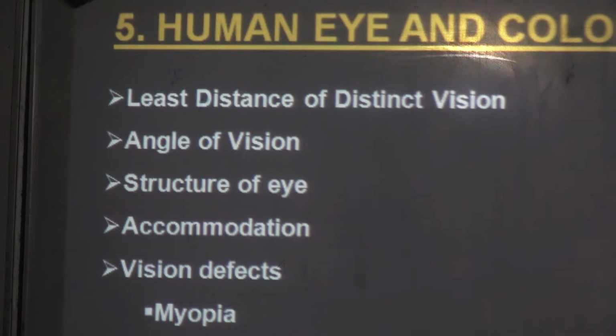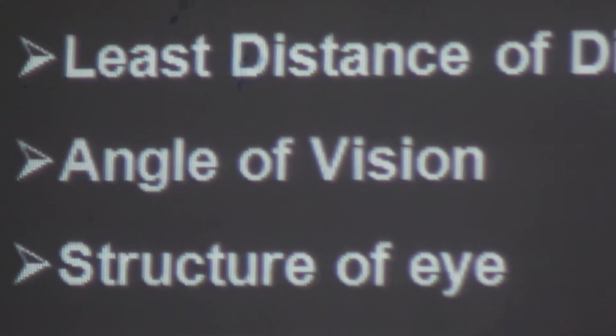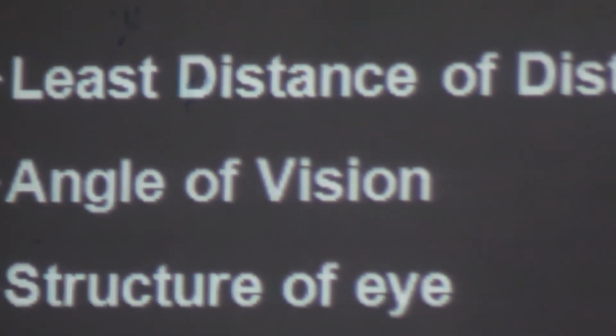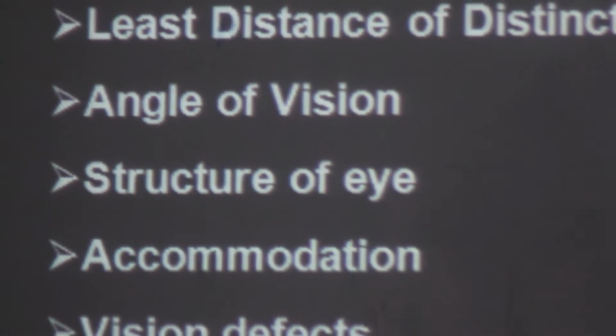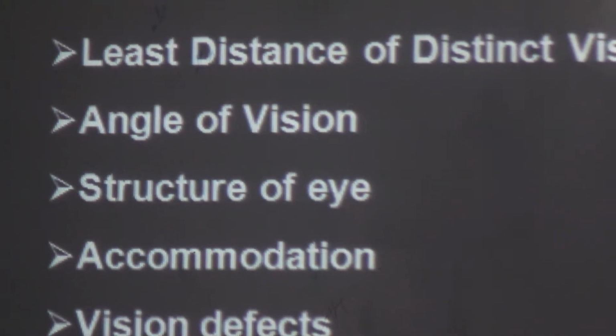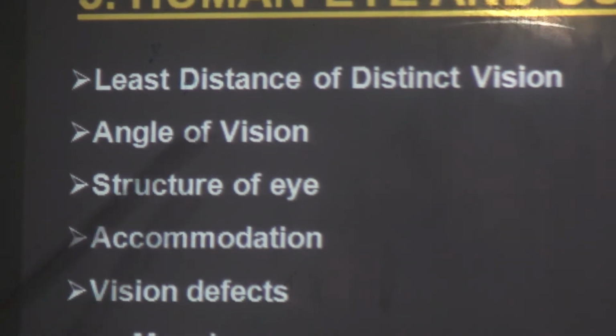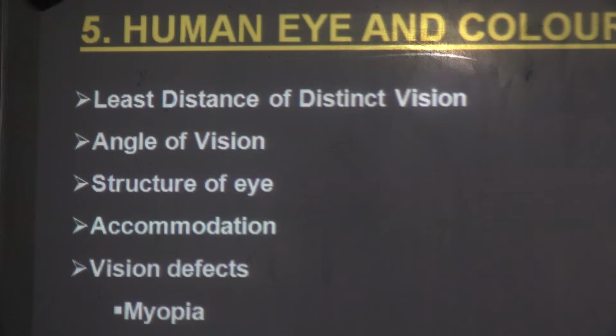And angle of vision. For example, if you want to see a tree at a far distance, you can see the top and bottom of the tree with your naked eye. If you go near to that tree, you cannot see the entire part of the tree. You can see some part of the tree only. That is the angle of vision. And angle of vision is taken as 60 degrees. Okay.